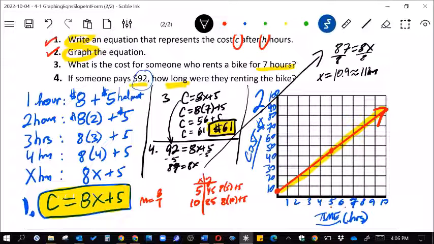It's usually the full hour. You start an hour, you pay for the full hour. So 11 would be the most amount of time. So they rented it for 11 hours and they used it for just under that 11. So I'm going to put 11 hours. And that's for part 4.